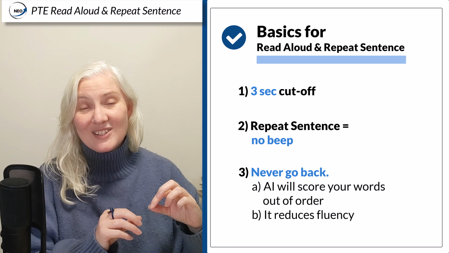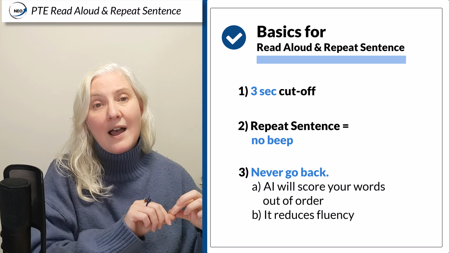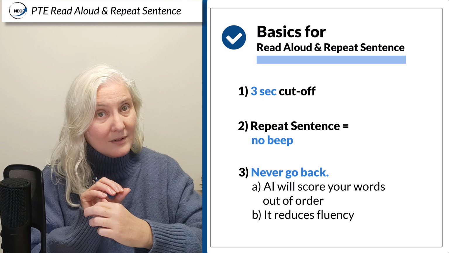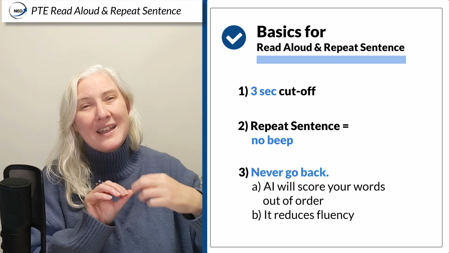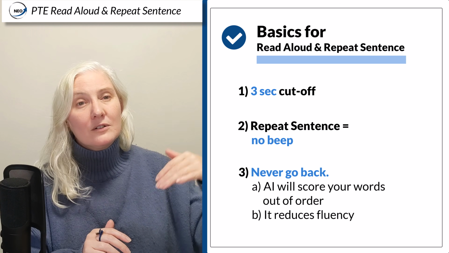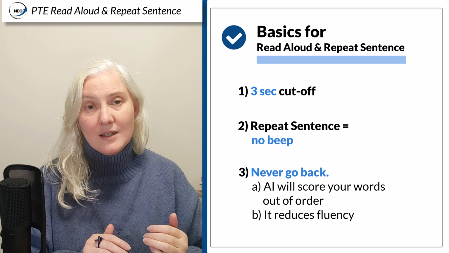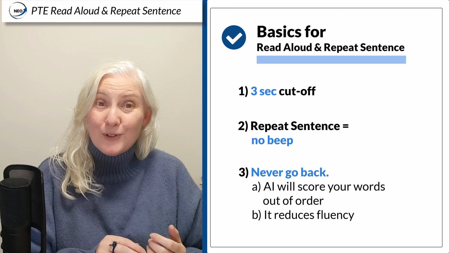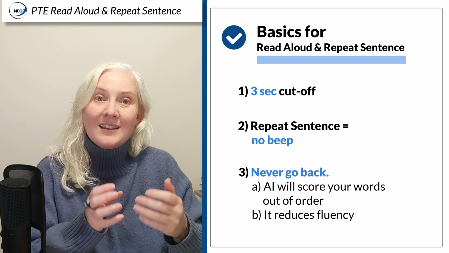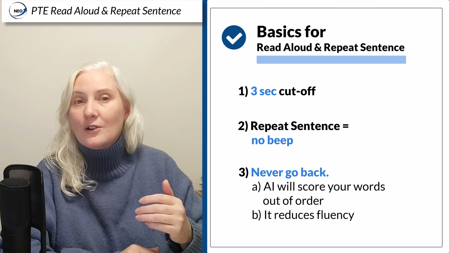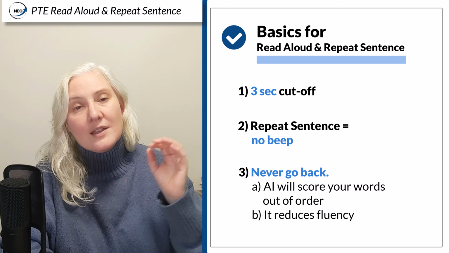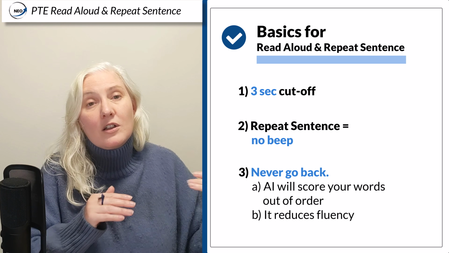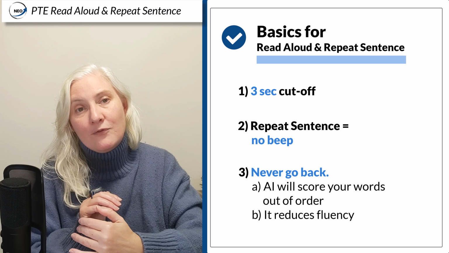Your content score is based on you saying the right words in the right order. So if you go back, you're going out of order. It's going to lose you some content points. It's also going to mess up your fluency, because you're pausing and then jumping around. So it's just not good overall. So if you make a mistake, shrug, move on. Just keep on going forward.